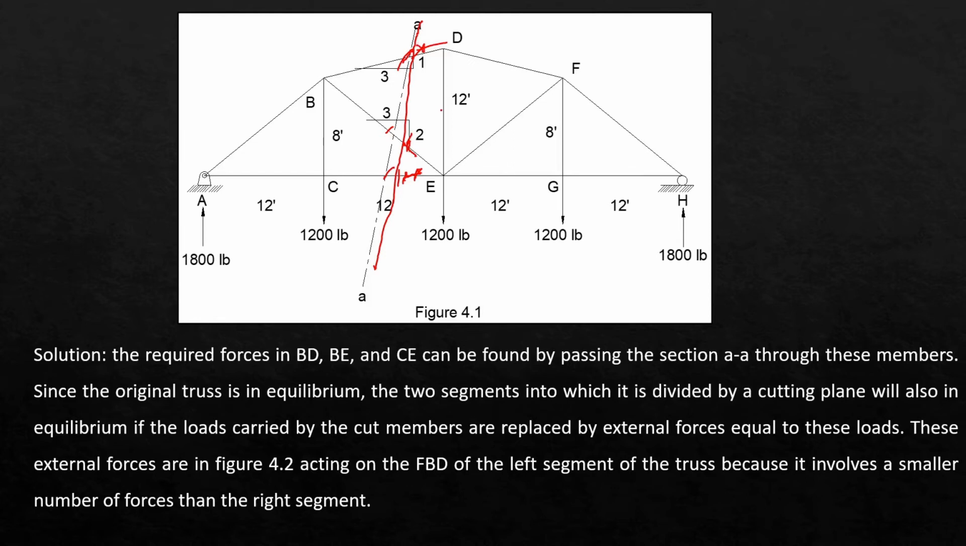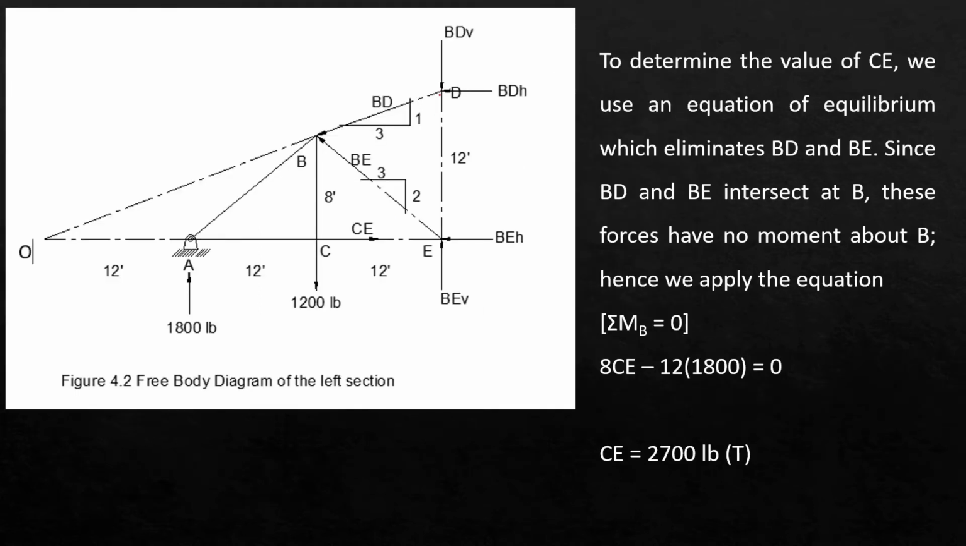Now these external forces, which I'm going to show in the next slide, act on the FBD of the left segment of the truss. We're going to select that left segment. As you can see here, there are smaller forces in this left segment compared to the right one, so it will be practical and easy to analyze if you consider this left side. Now to determine the value of CE, where's that CE? This one.